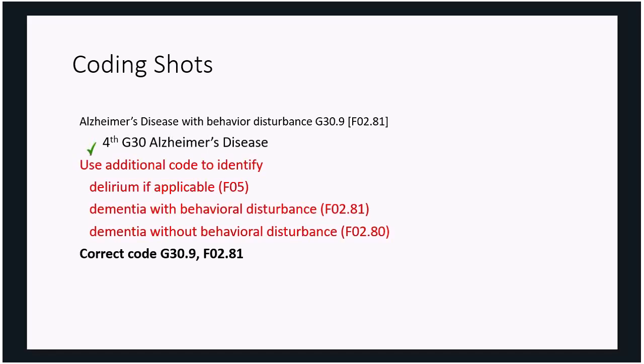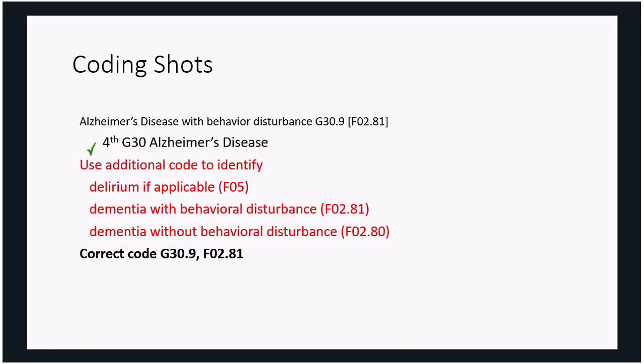Now we have to go to our tabular list. So I want you to go to your tabular and look up the main code description, which is G30 Alzheimer's disease. To the left, you're going to see a check 4th character. Underneath, you're going to see in red, use additional code to identify delirium if applicable. That means if the physician has documented. In most cases of Alzheimer's, the patient might have delirium. Dementia with behavioral disturbance, F02.81, or dementia without behavioral disturbance, F02.80.